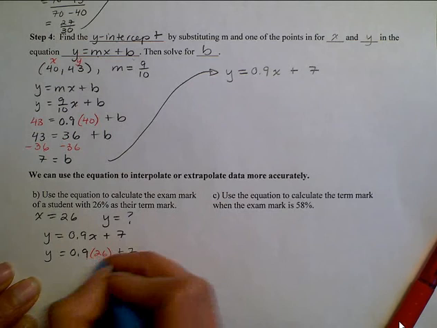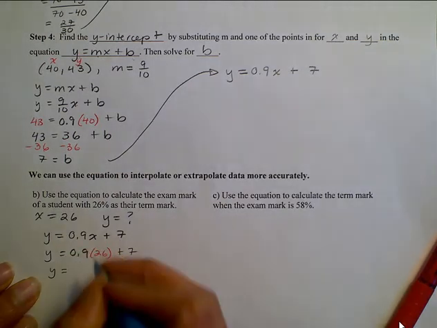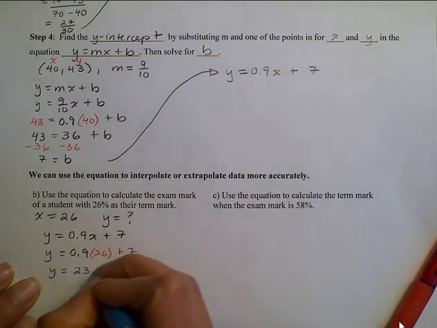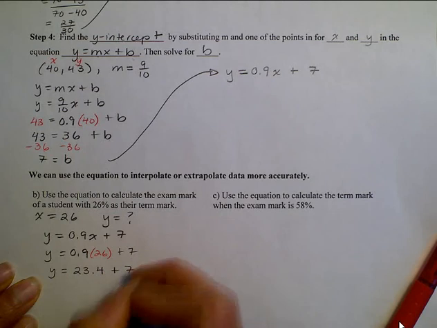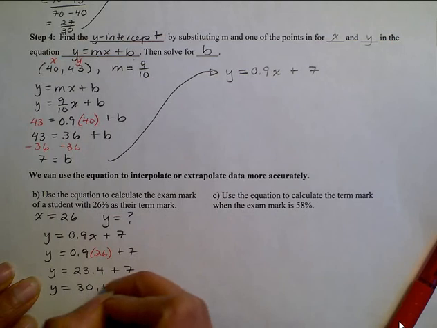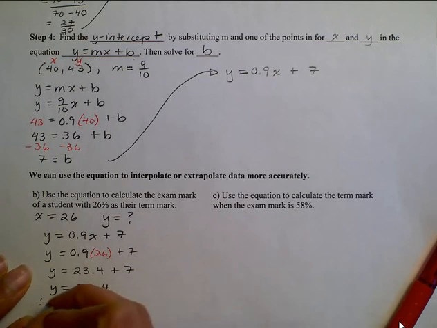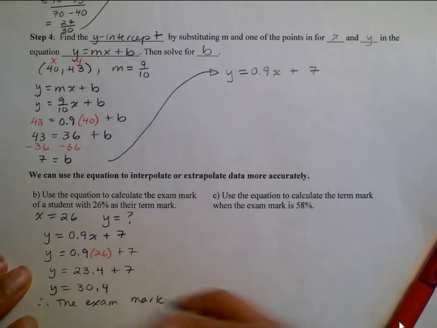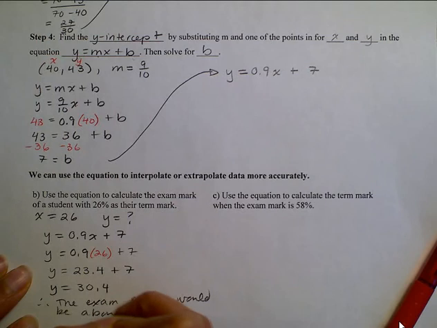So 0.9 times 26 is 23.4. And when I add those two numbers together, I get 30.4. So therefore, the exam mark would be about 30%.